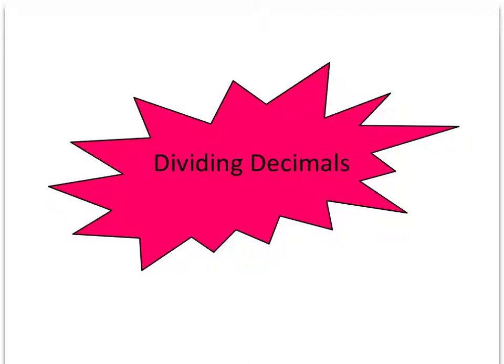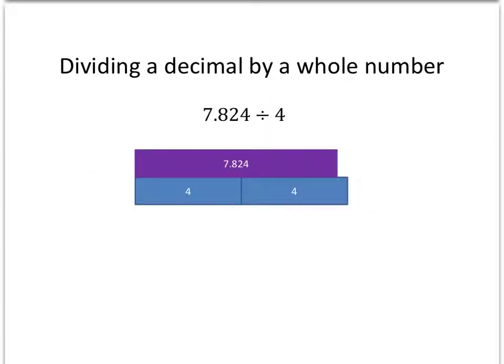In today's video, we're going to take a look at dividing decimal numbers. So what we're going to start with is just dividing a decimal number by a whole number. The example we have here is 7.824 divided by 4. Now I just want to take a moment to think about what division actually means.